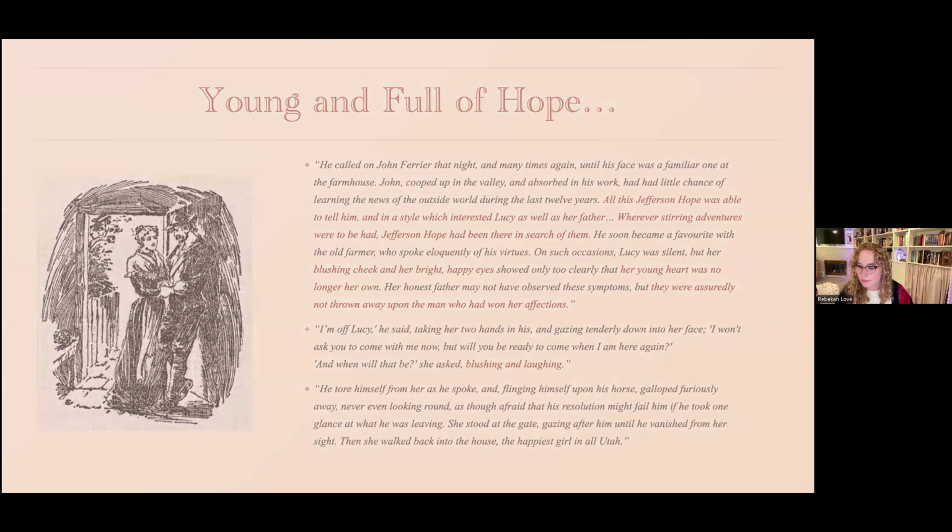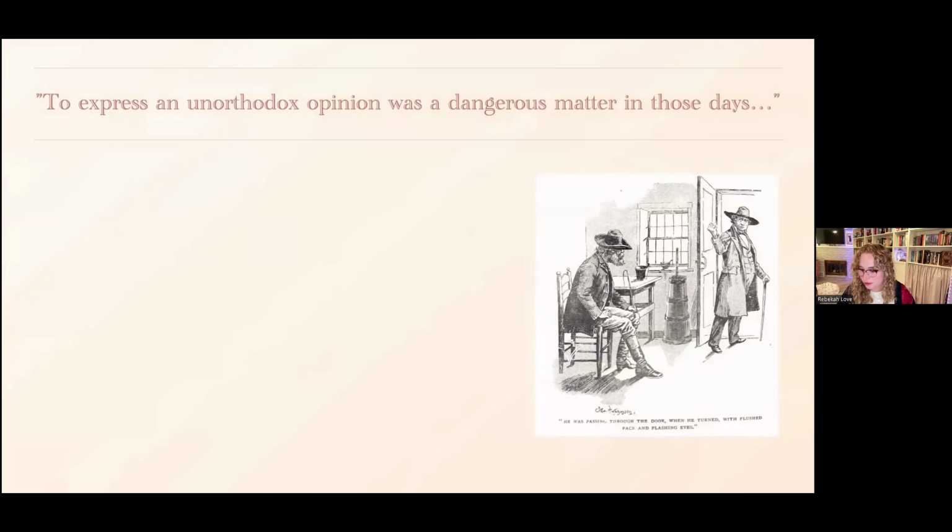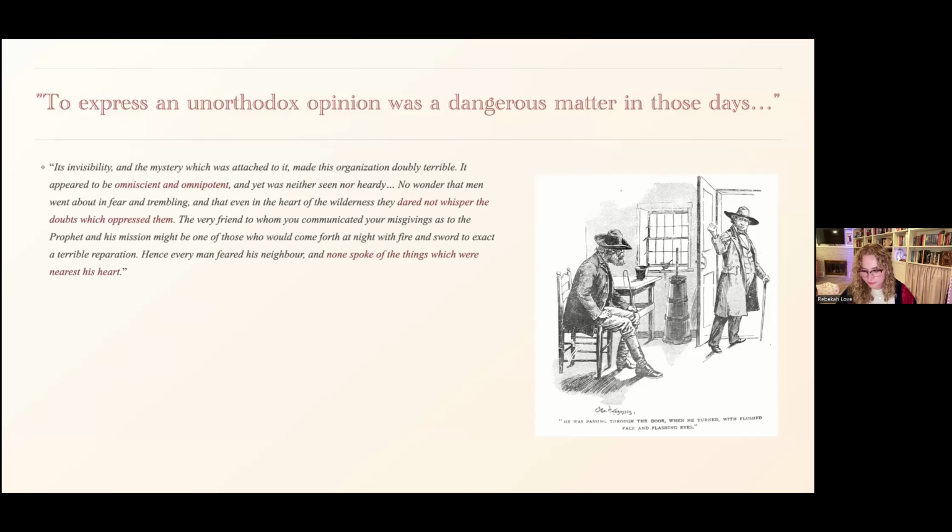The looming threat is not a monster or a ghost, but the church, and its surety that all its beliefs and judgments come directly from the lips of God. The narrator emphasizes that it was a dangerous matter to express an unorthodox opinion in those days, and that those who did so did so in whispers. Its invisibility and the mystery which was attached to it made this organization doubly terrible. It appeared to be omniscient and omnipotent, and yet was neither seen nor heard.